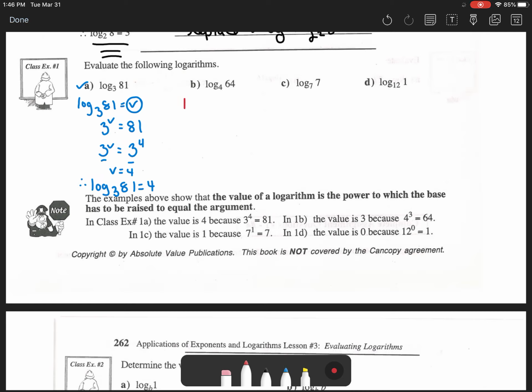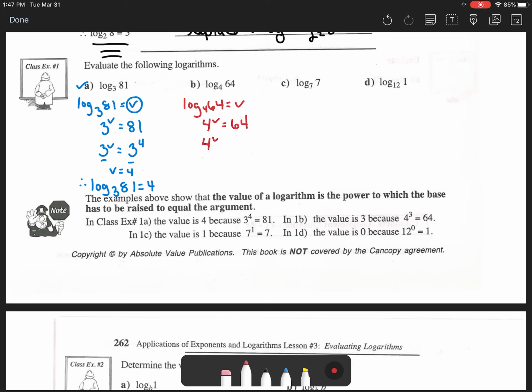B, same kind of idea. So I take the expression log base 4 of 64. I want to know what it equals. I'm unsure of what it equals, so I just make it equal to an unknown variable. And again, we're using v. I convert to exponential form. So 4 to the exponent of v is equal to 64.